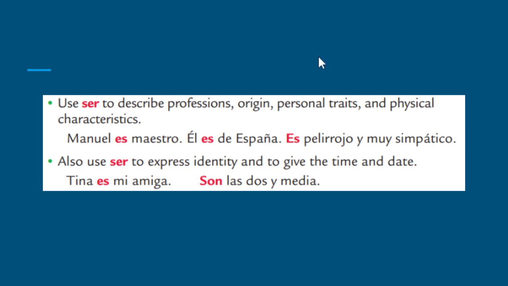And ser is used for different things, like maybe saying someone's job, like Manuel es maestro. Manuel's a teacher. Maybe you want to say where someone is from. Él es de España. Or if you wanted to describe him, es pelirrojo y muy simpático. He has red hair, and he's very nice. And you would also use ser to describe who someone is. Tina es mi amiga. Tina is my friend. And you also would use it to tell time. Son las 2:30. It is 2:30.